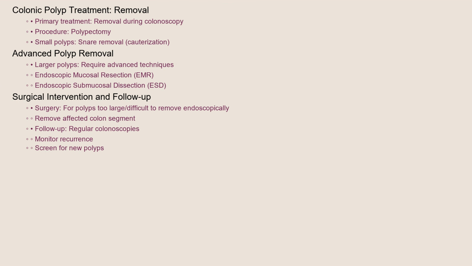The primary treatment for colonic polyps is removal, typically performed during a colonoscopy through a polypectomy. Small polyps can be removed with a snare, a wire loop that encircles the polyp and cauterizes it off. Larger polyps may require more advanced techniques, such as endoscopic mucosal resection (EMR) or endoscopic submucosal dissection (ESD), which involve lifting the polyp away from the colon wall before removing it. In rare cases, if a polyp is too large or cannot be removed endoscopically, surgery may be necessary to remove the affected segment of the colon. After polyp removal, regular follow-up colonoscopies are essential to monitor for any recurrence of polyps and to screen for new polyps.